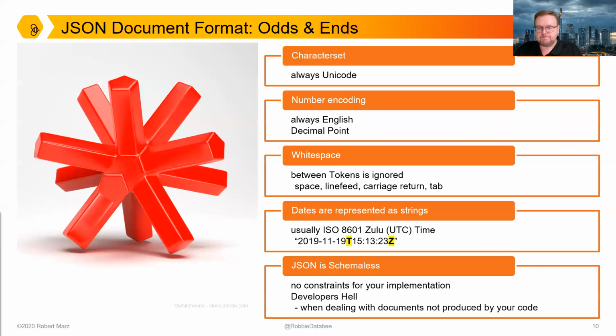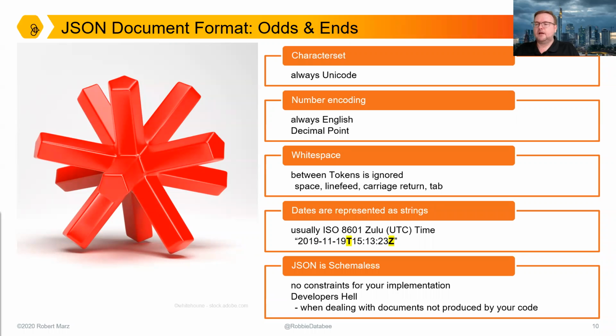Okay. What is left to say about JSON documents? First thing, JSON documents are per definition always encoded in Unicode, in UTF-8. Numbers are encoded in the English format, so we have to use a decimal point, not a decimal comma like we Germans. White space is widely ignored, so you can use as much or as little spaces, line feeds, tabs as you wish.